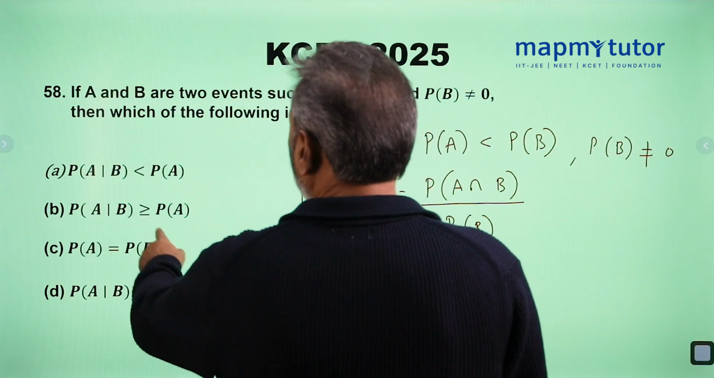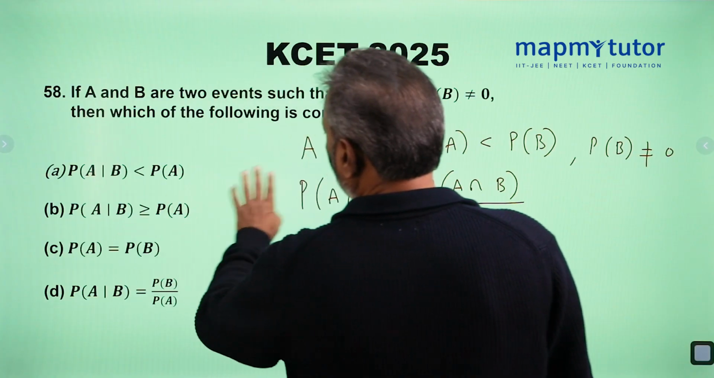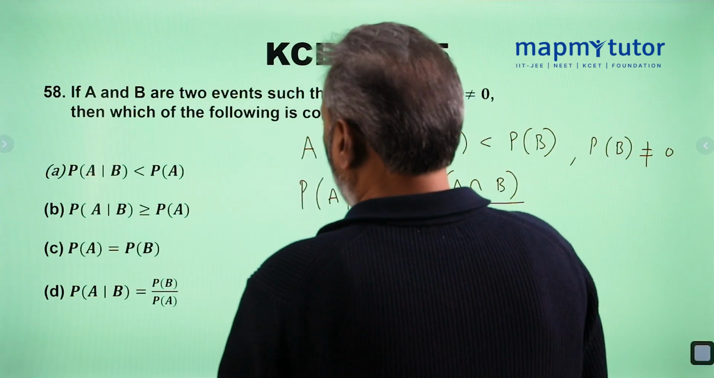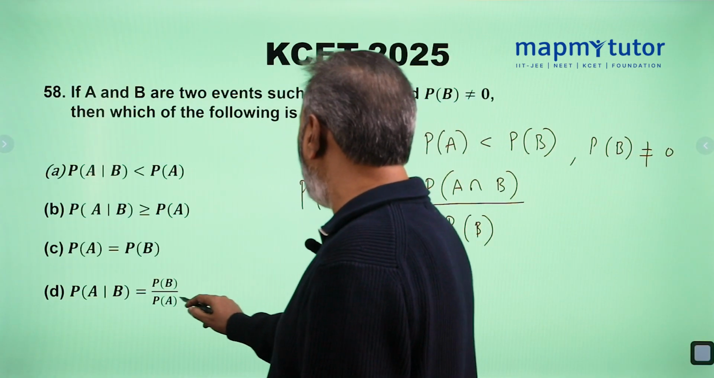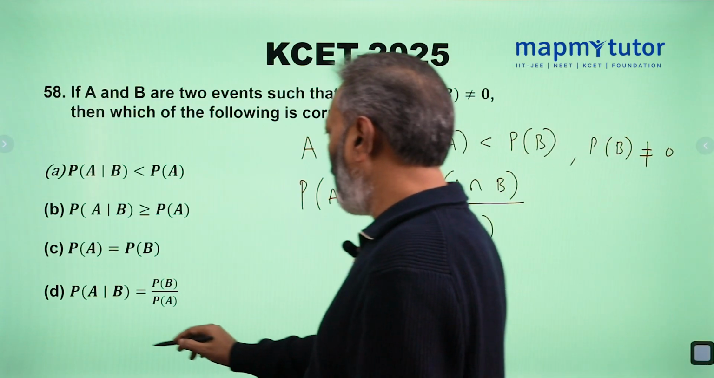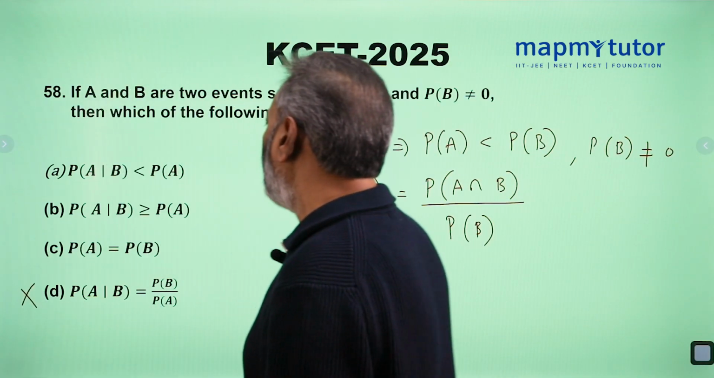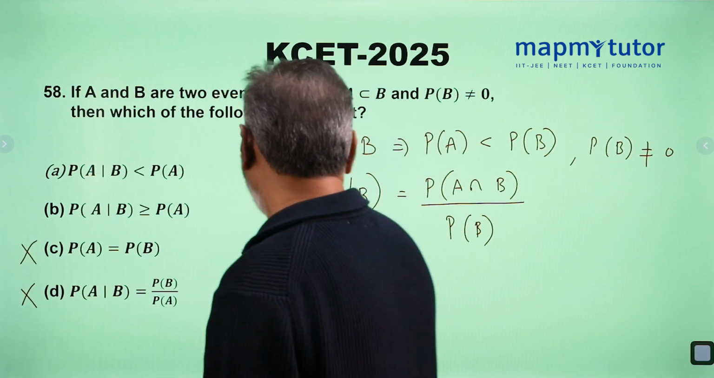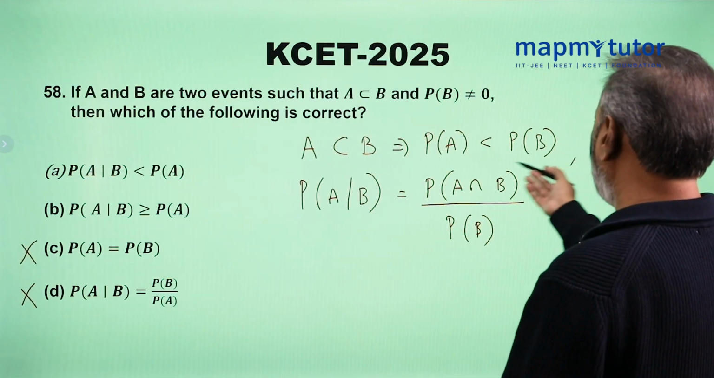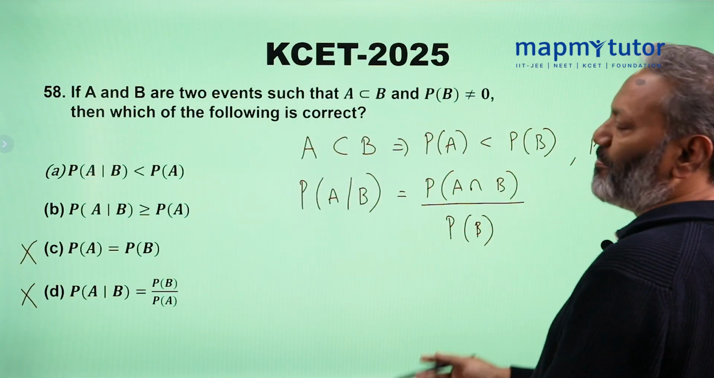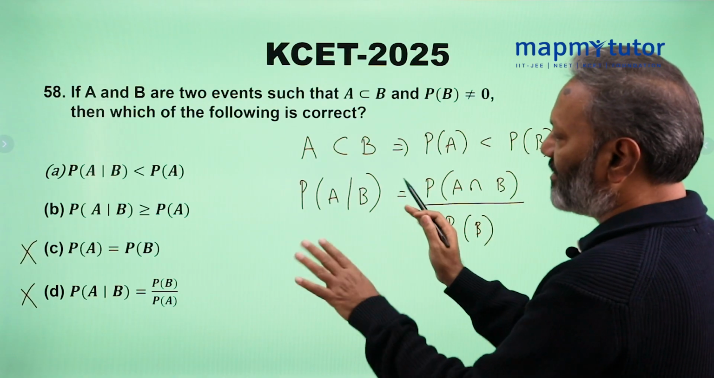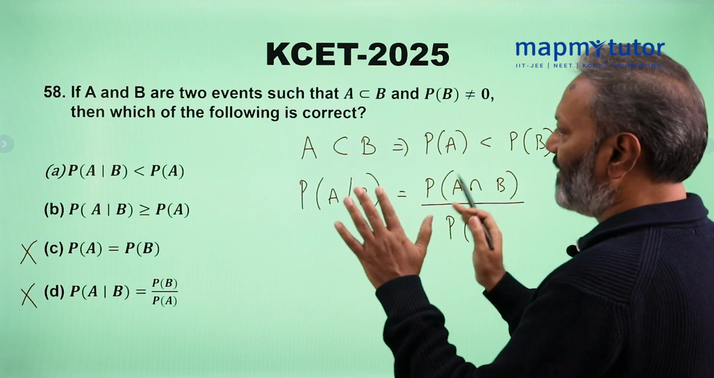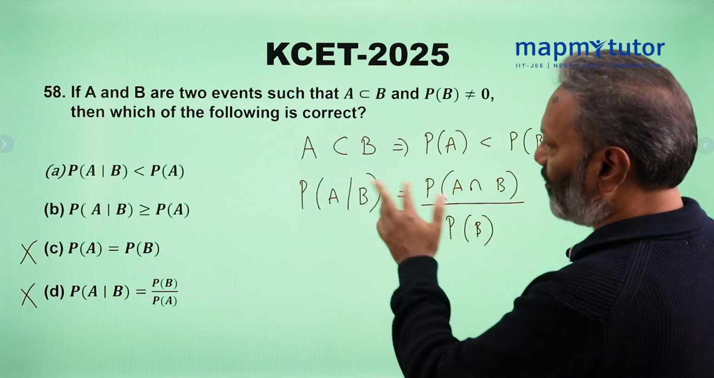They are comparing P of A given B with P of A. And P of A given B is P of B by P of A? That is not correct, so that option is meaningless. P of A equal to P of B? No, it is also not correct. I cannot say P of A and P of B are equal. See, already P of A is less than P of B, right? So option C, no chance. Option D, no chance. Let me check the two remaining options.